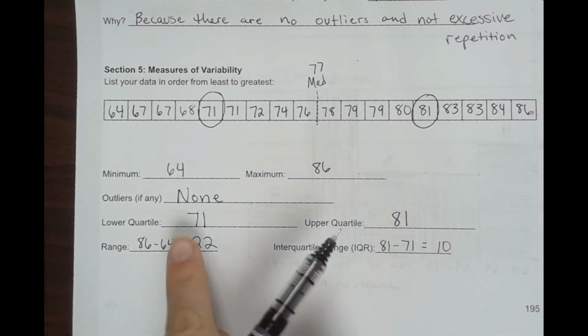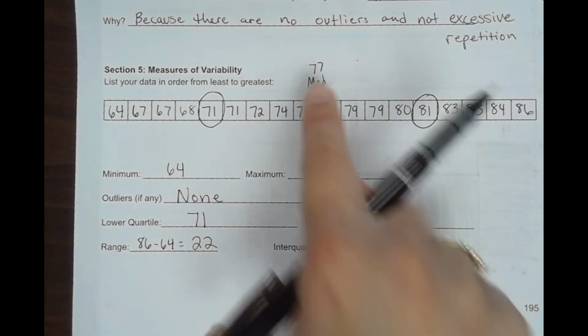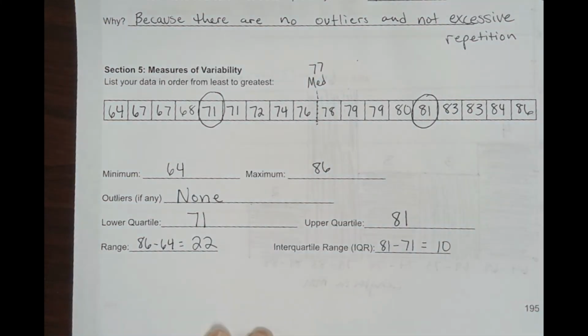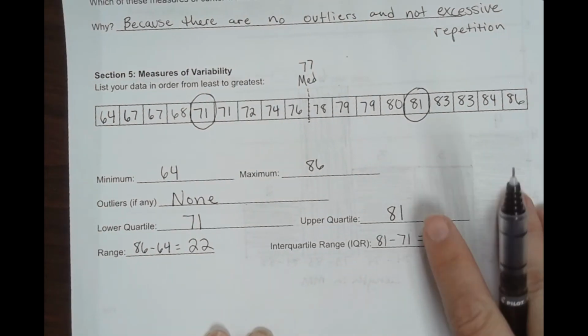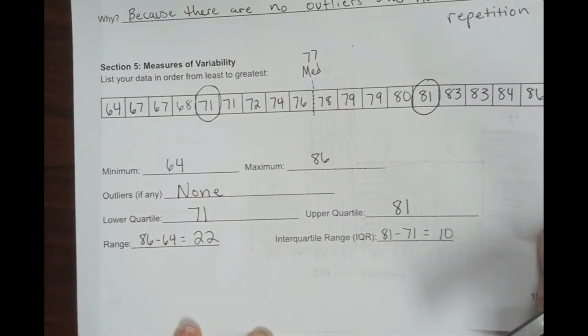So we want to know our minimum, maximum. We need our lower quartile, our upper quartile. We also need our median. So those are our 5 points of variability so that we can make a box plot. So have that ready, especially if you are doing your own personal project right now.